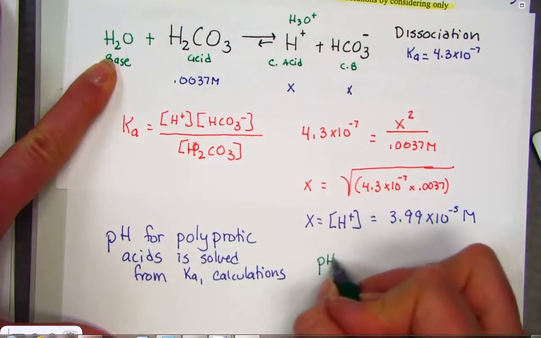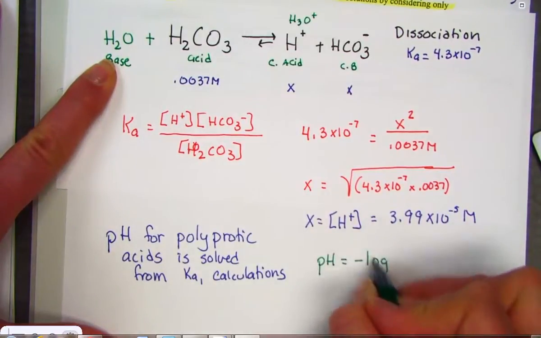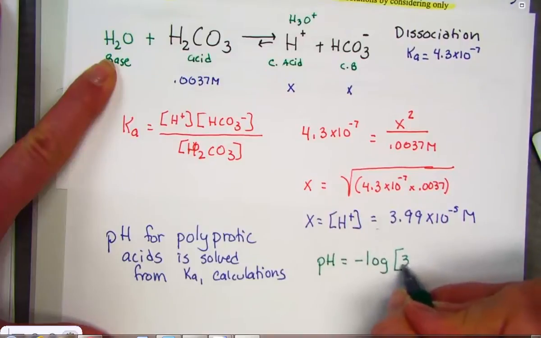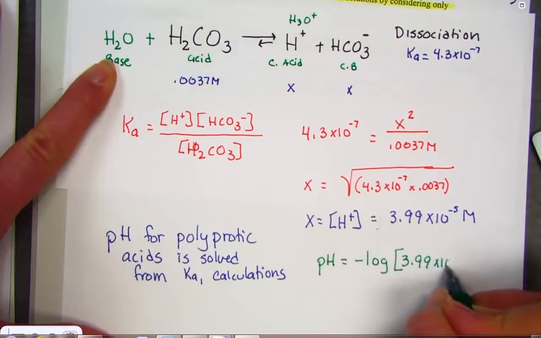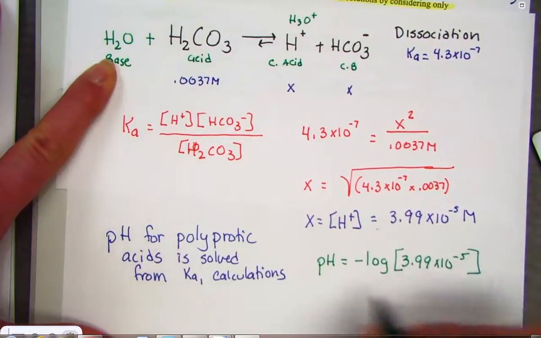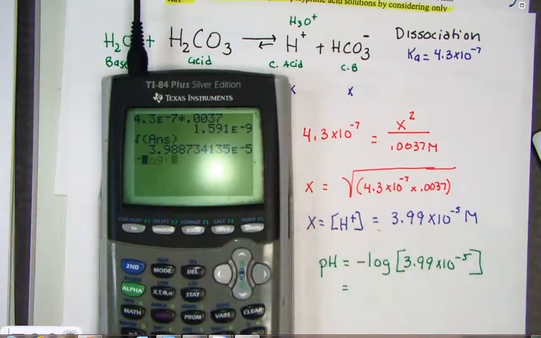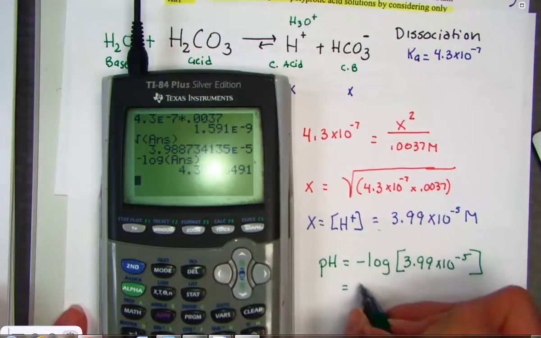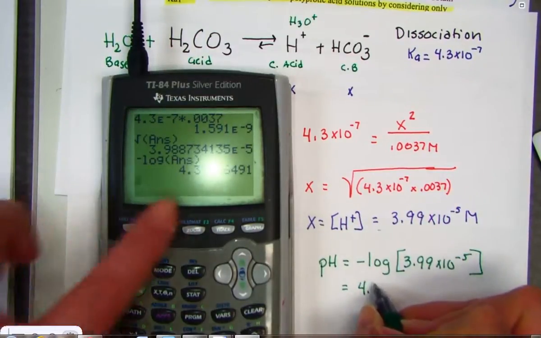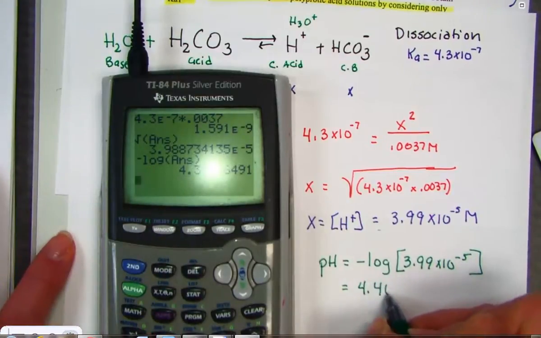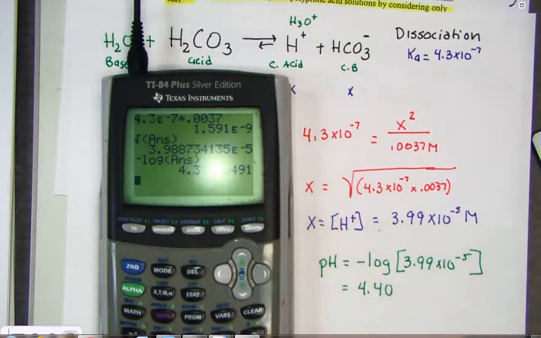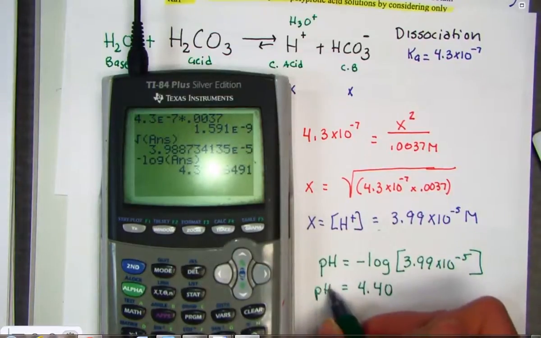So pH now is simply found by taking negative log of our hydrogen, 3.99 times 10 to the negative 5th molar units. And so while that's still on our calculator, negative log of answer, and we get 4.40, 2 decimal places for pH, 4.40, the pH of our solution.